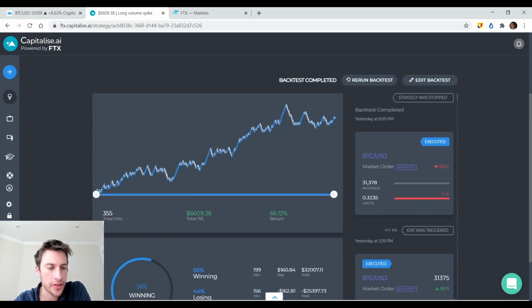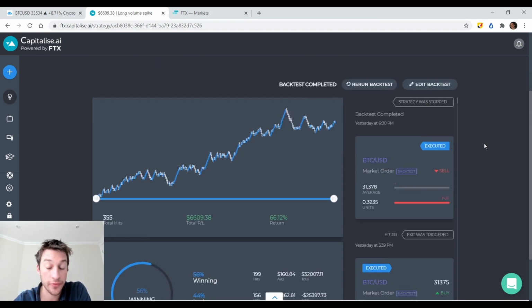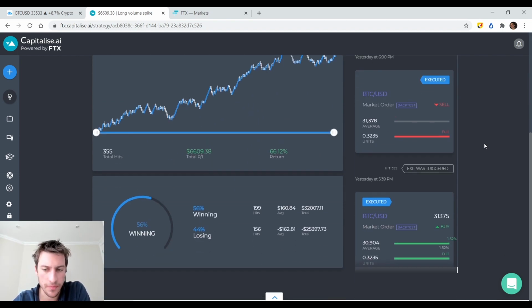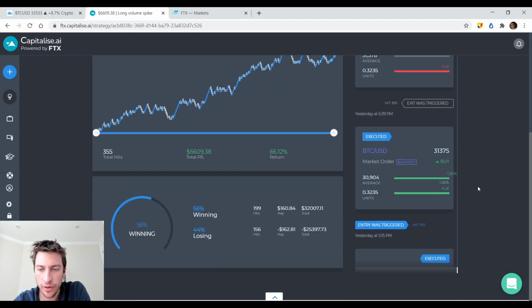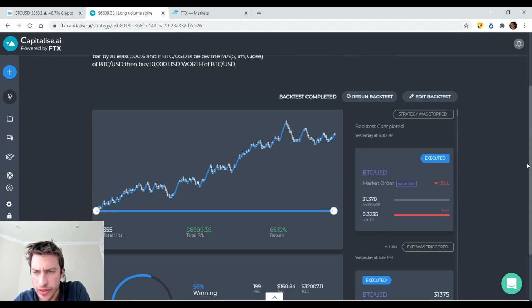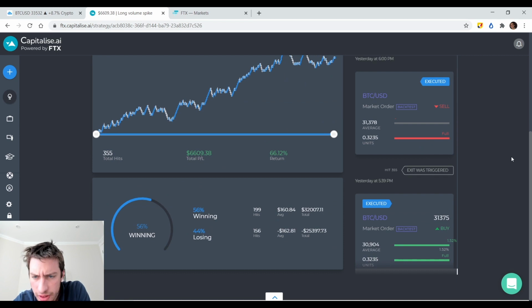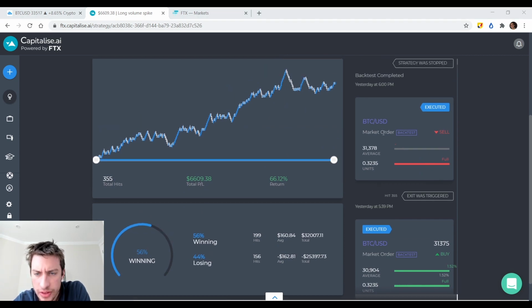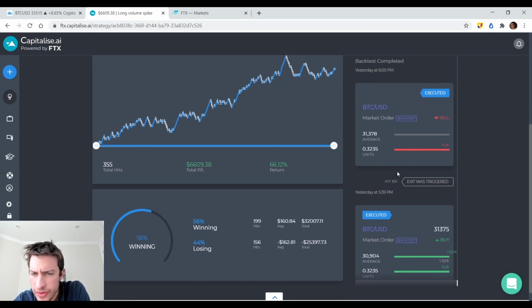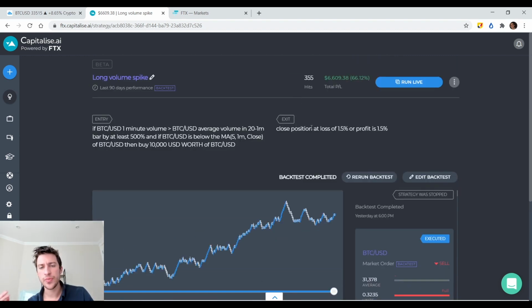And you can see of the 355 trades that it took over this back test, this is the profit and loss over time. This is not Bitcoin, but this is the profit and loss of this volume spike strategy over time. And we have all the individual trades here. Like we can see that the latest one, yesterday at 6 p.m., was a gain. Bought at 30,904 and sold at 31,378. And this is a closed position at a loss of 1.5%, so a stop loss of 1.5% or a profit of 1.5%.